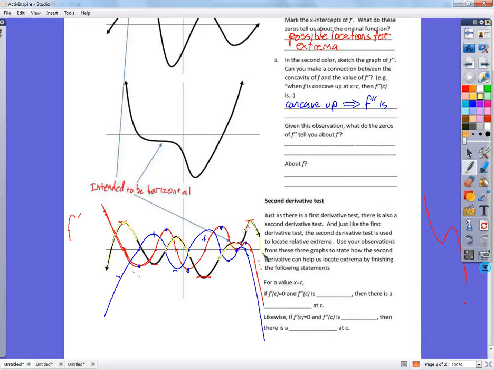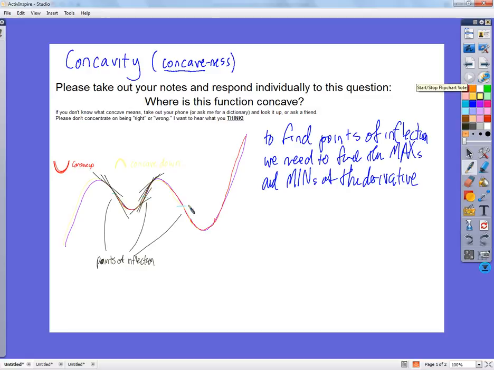Okay. Remember, we've already had a discussion about where concavity changes. Okay, what did we say about those points? Those points of inflection where concavity changes? Where the slope is steepest. Okay. Now, steepest is a little bit not specific.